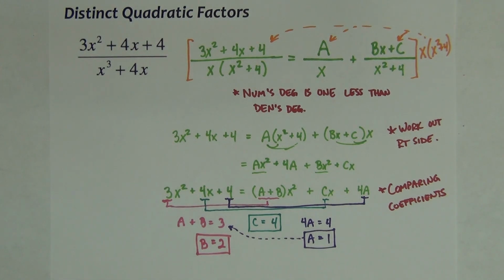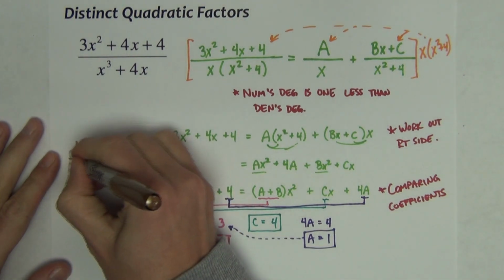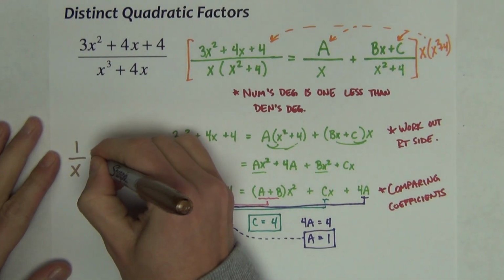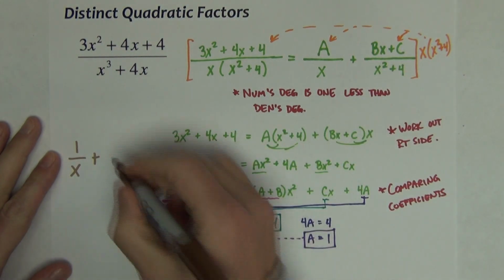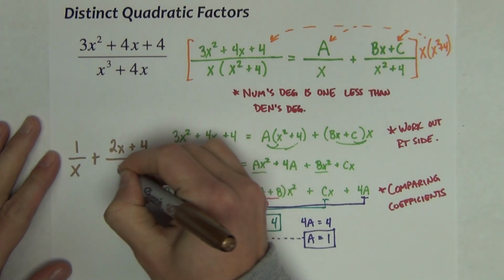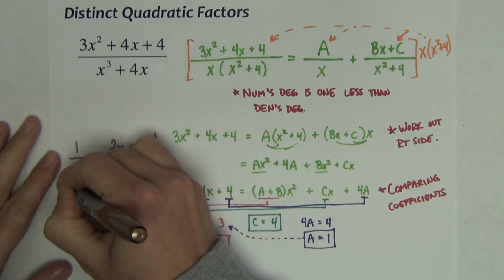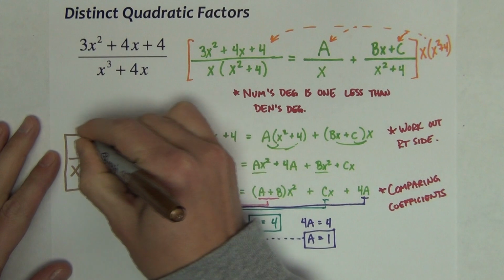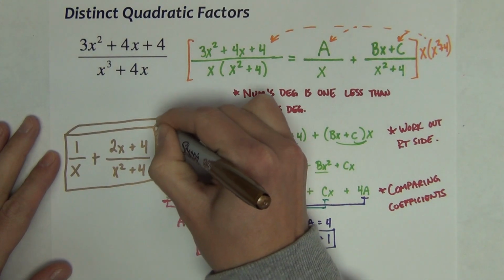The last thing to do, if you have any room at all, is to find some room and write out the final solution. I've got some space up over here, so it is a, which is 1 over x, plus, and then I need bx plus c. So the b and the c going 2x plus 4 over x squared plus 4. And there's our partial fraction decomposition.